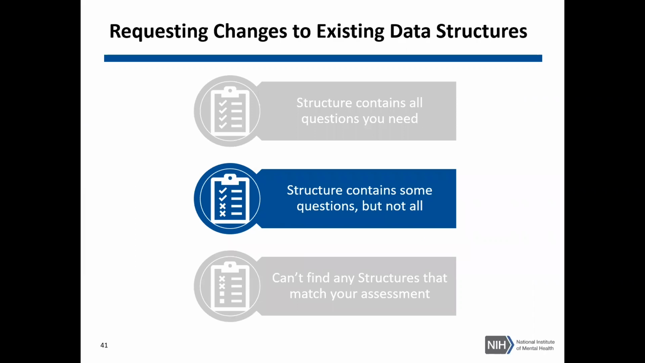So first we started with that happy path where you found a data structure that works as is, and you can use it right away without any modifications. The second path we'll go over is when you find a data structure that kind of works for you, but maybe there are some changes that will be needed for the structure to fit your data. For example, maybe the structure only contains some of your questions, but not all of them.